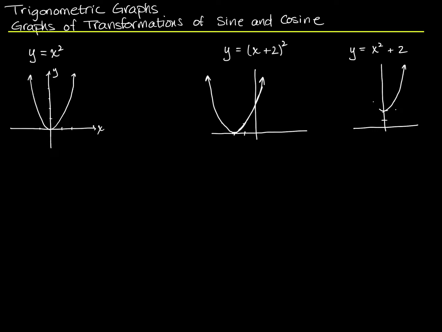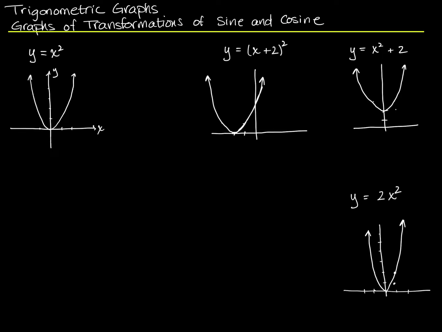The graph of y equals 2x looks just like the graph of y equals x, but all the y values are doubled. So instead of going through the point (1, 1), it goes through the point (1, 2). This has the effect of stretching this graph vertically. It makes it tall and skinny. I think I want to put this one over here, actually.